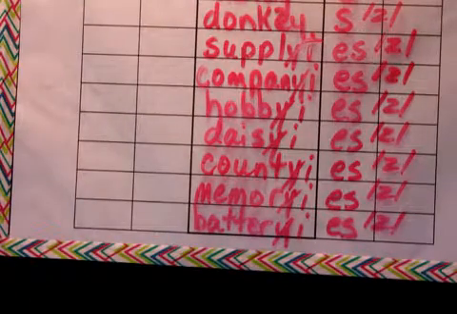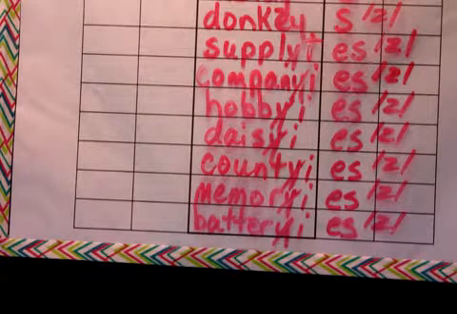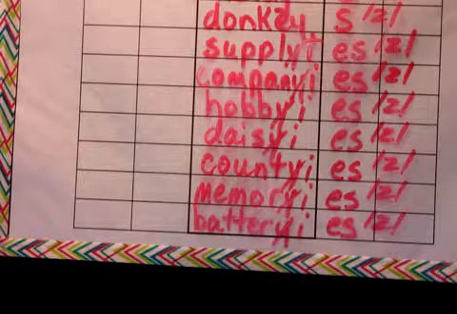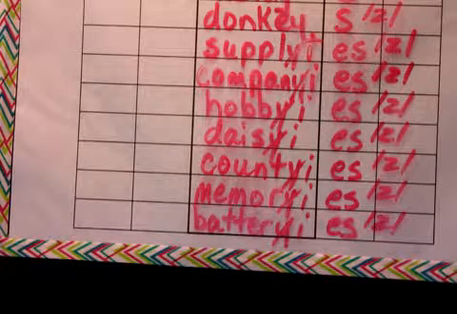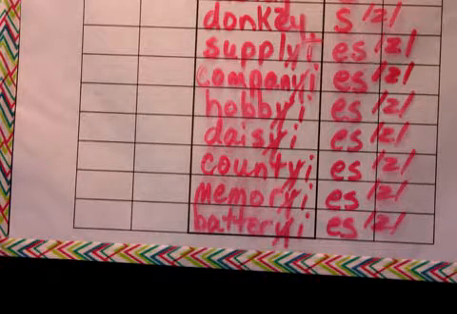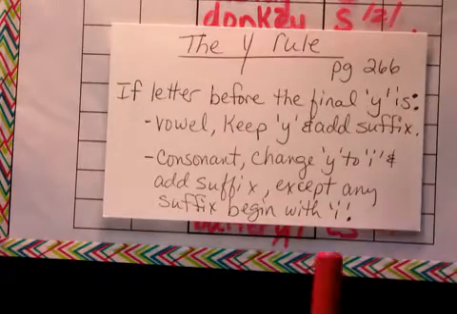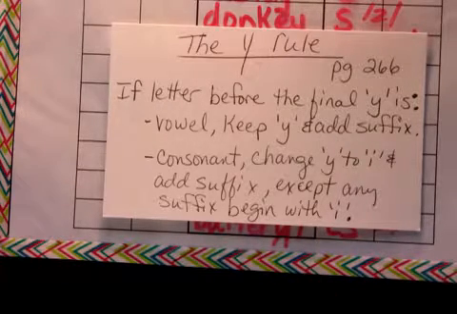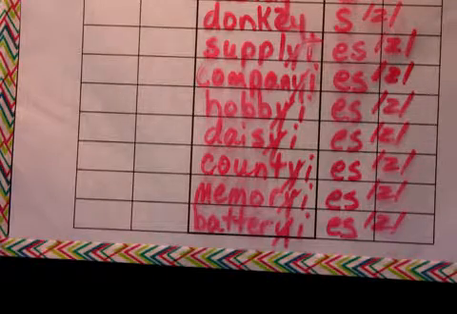There we go, guys. When you know the rules, it's actually pretty easy. So to change the Y to an I, the Y has to have a consonant in front of it. That's the only time you change the Y to an I before you add the suffix, except for suffixes that start with an I, like ing. But you don't have to worry about that exception in this list because we were only adding the plural S and ES.